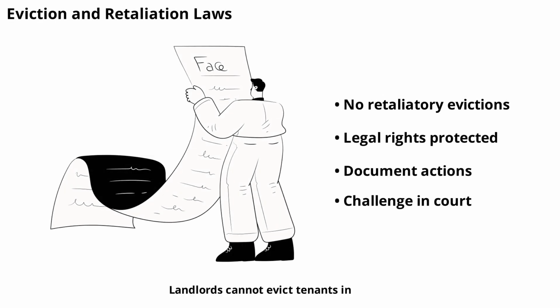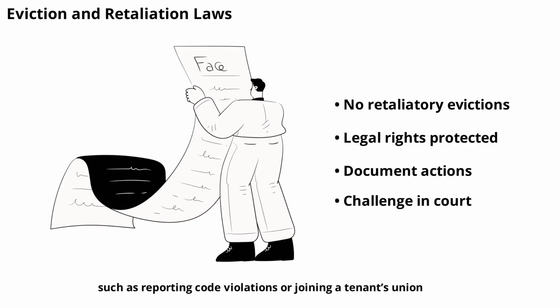Landlords cannot evict tenants in retaliation for exercising their legal rights, such as reporting code violations or joining a tenant's union. Retaliatory evictions are illegal and can be challenged in court. Tenants should document any actions they take and any responses from the landlord to support their case if needed.